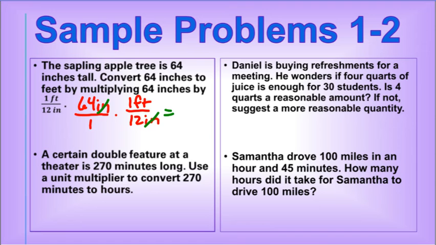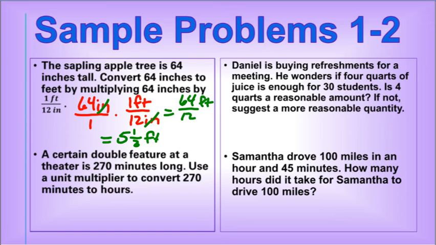Feet. So now I have 64 divided by 12, and 64 divided by 12 gives us an answer of 5.3 repeating. We can write that as a fraction, so this would be 5 1/3 feet.